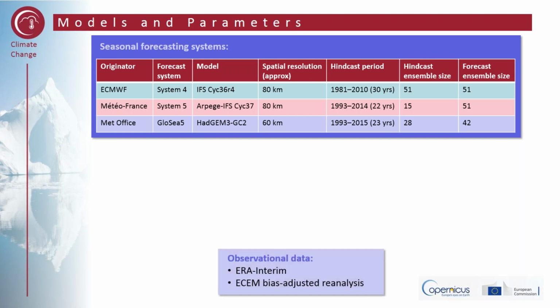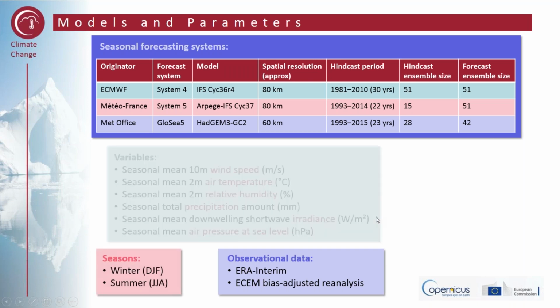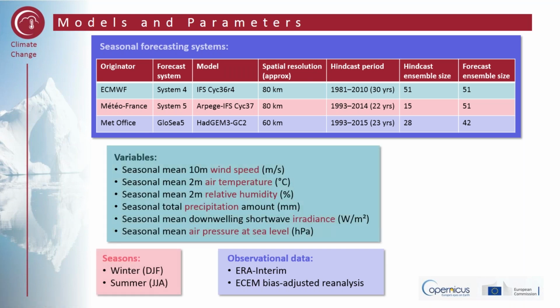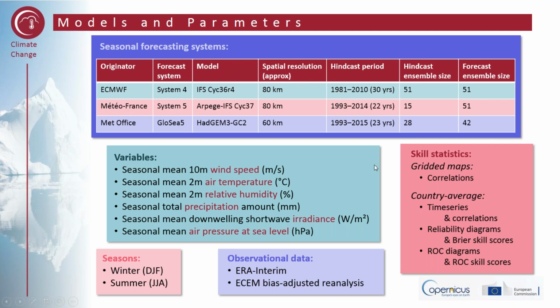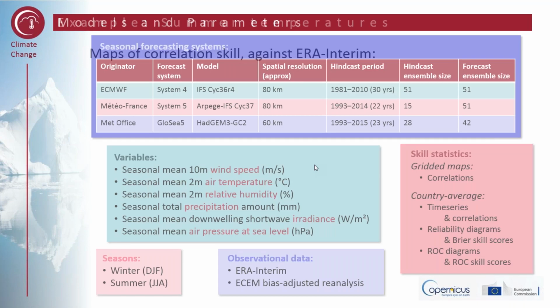So with variation there, I'm going to be comparing our results against both ERA interim itself and our ECEM bias-adjusted reanalysis that Phil Jones just talked about. I'm going to be looking in 2 different seasons over 6 different variables here: wind speed, temperature, humidity, precipitation, irradiance, and air pressure. And we're looking at a range of different statistics as well. We'll look at gridded maps of correlations, so I'll show some of these in a minute, and then go on to country average statistics, so time series, and more complicated probabilistic scores as well. So you can see this is quite a lot of data to be crunching through here, and quite a lot of results.